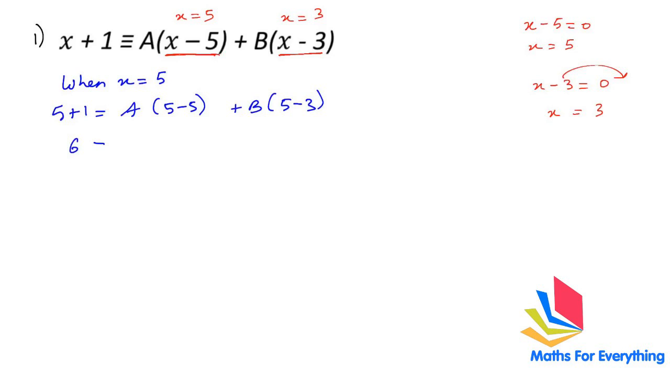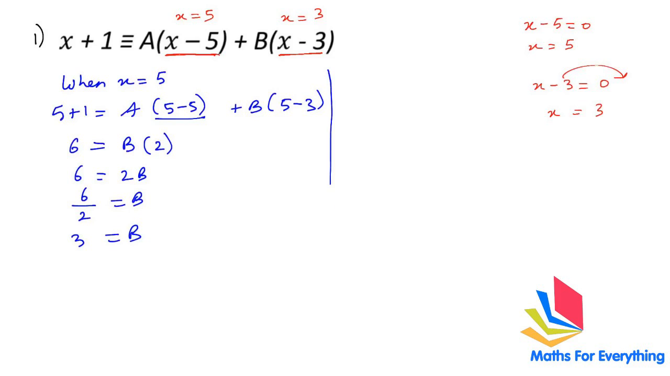5 plus 1 is 6. 5 minus 5 is 0, and 0 multiplied by anything is 0, so A is cancelled and we are left with B. 5 minus 3 is 2. So 6 is equal to 2B. Divide by 2, and we have 3 is equal to B.